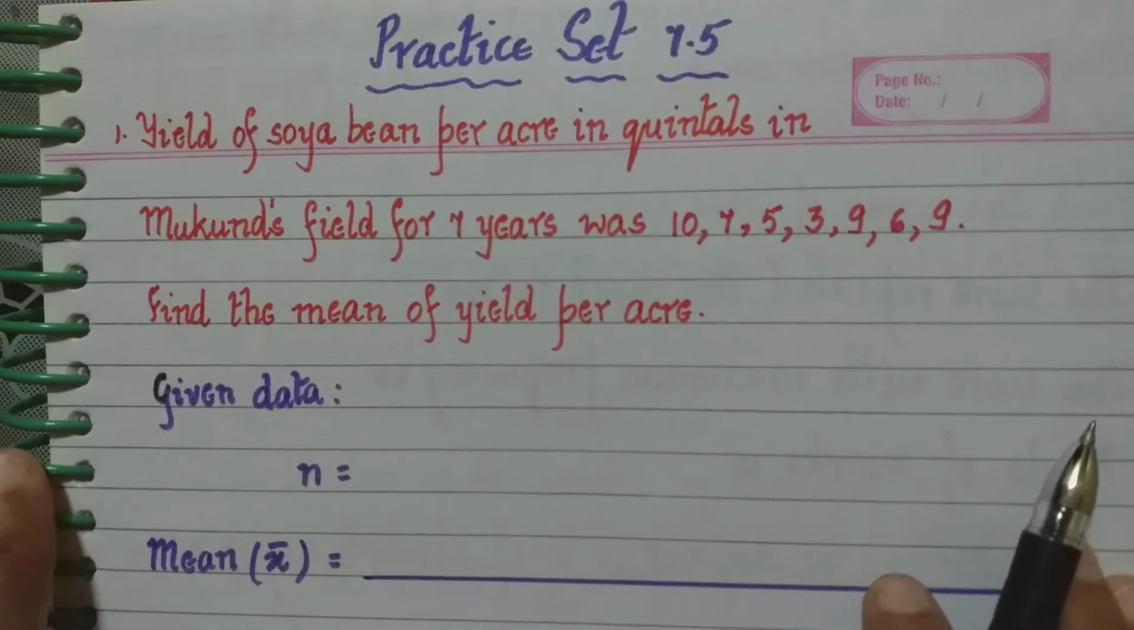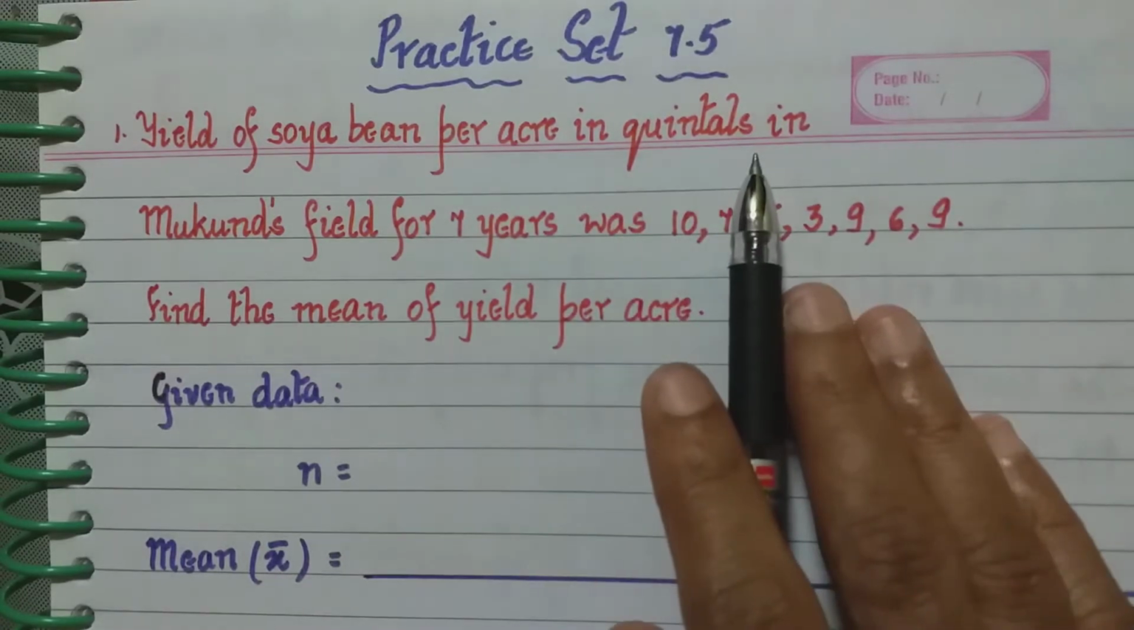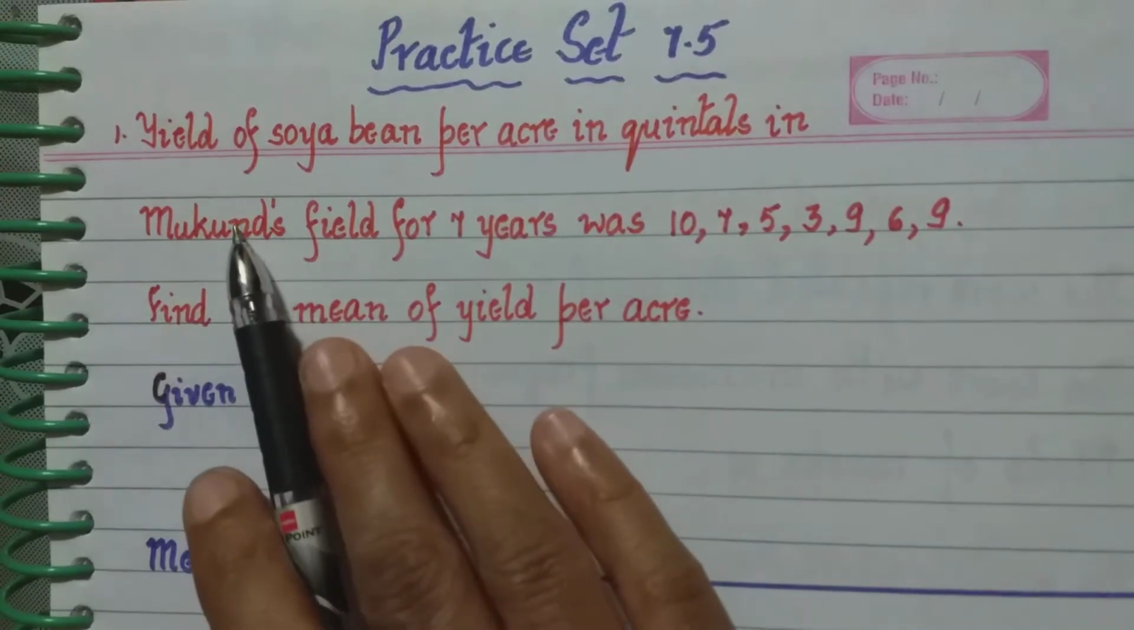So, learning about the measures of central tendency, which were mean, median and mode. Now let us solve practice set 7.5.